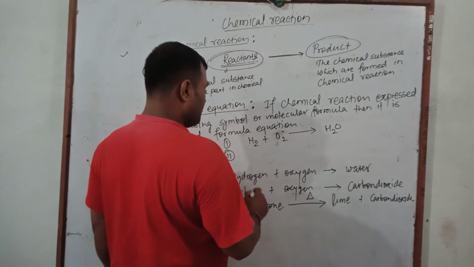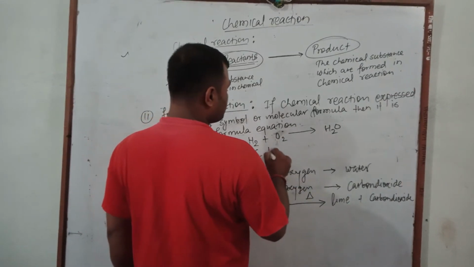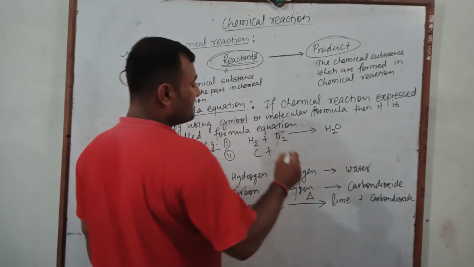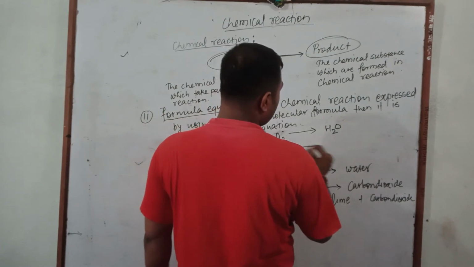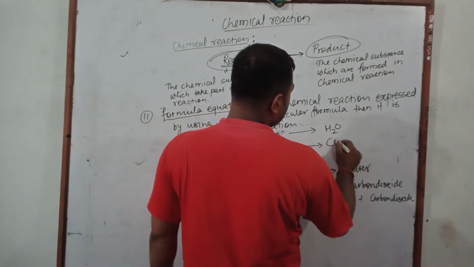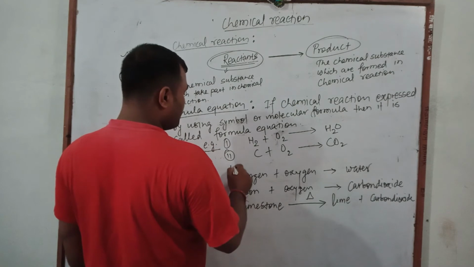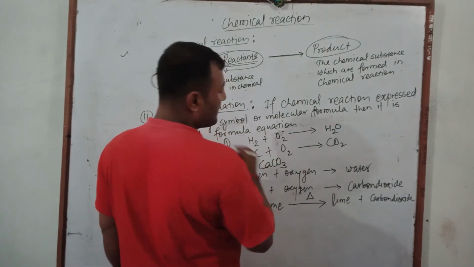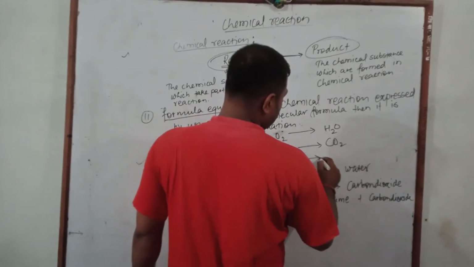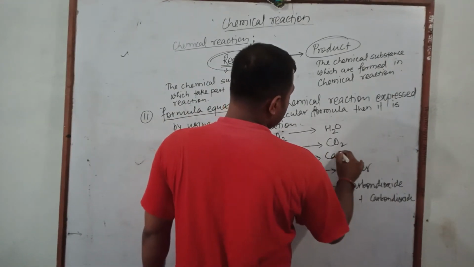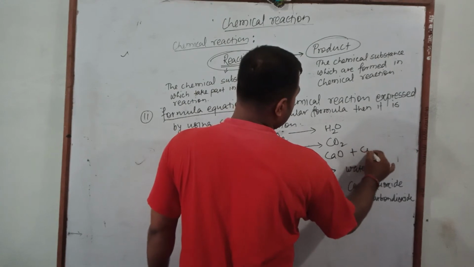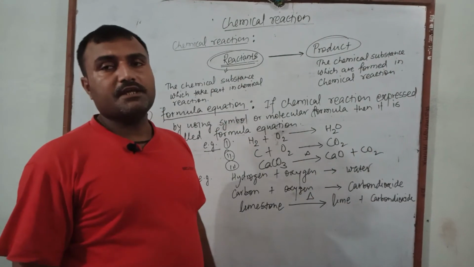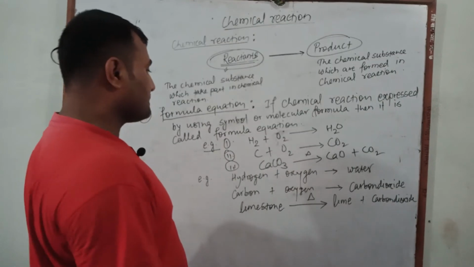Another equation is here, carbon and oxygen. Carbon is simple monoatomic, and here carbon is represented by C, oxygen by O2, and carbon dioxide here. The third equation given here: limestone is chemically calcium carbonate, that decomposes and gives calcium oxide and carbon dioxide. So these equations are called formula equation or symbolic equation.